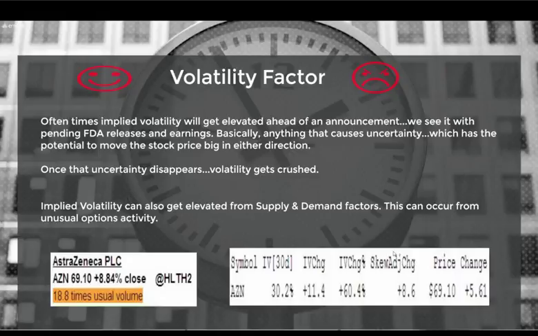So once that uncertainty disappears, that volatility gets crushed. Implied volatility can get elevated from supply and demand factors. This can occur from unusual option activity. This is something I cover a lot on my website, optionsizzle.com, and like I said earlier in several slides, of following unusual option activity. This one was from 2 days ago that I took, and it's AZN.